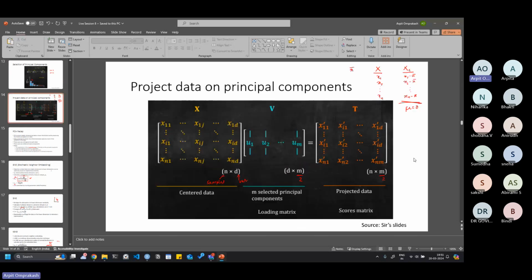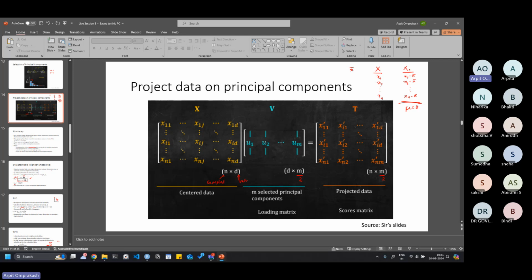So basically, if we express it in linear algebra terms, we have three matrices. We have the centered data. The data for PCA should always be centered and scaled. The centered data has dimensions n cross d, where n is the number of samples and d is the number of variables, which is multiplied by V, which has dimensions d cross m, where d is the number of variables and m is the number of selected principal components. This V matrix is called the loading matrix, which contains however many selected principal components we want.